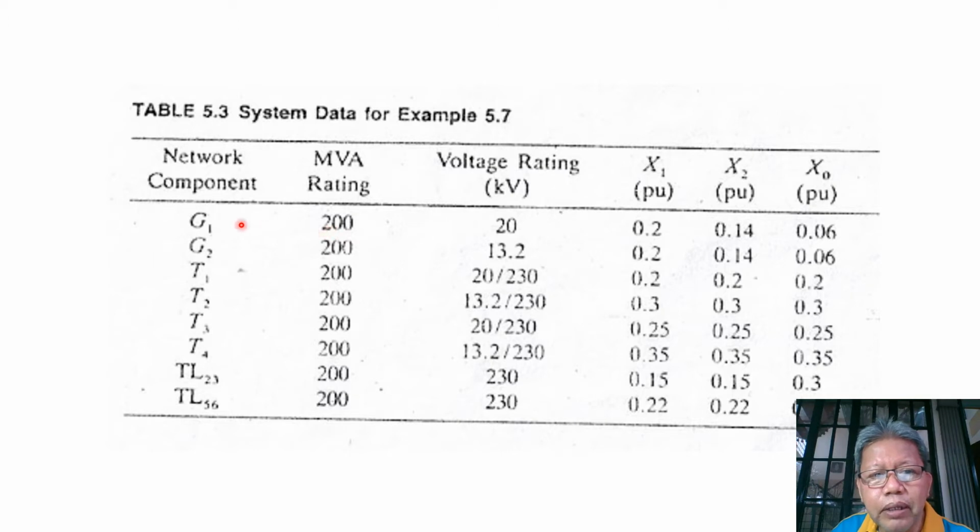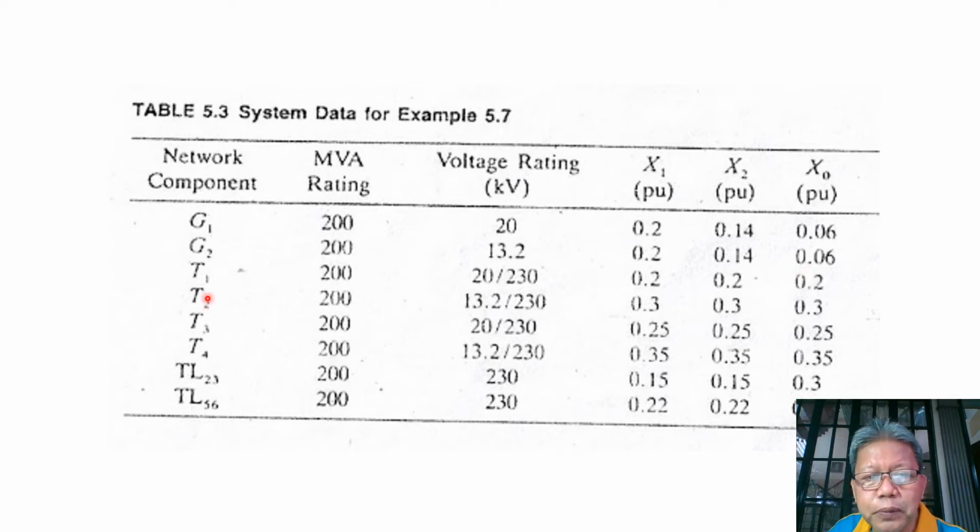Now, generator 1 has an MVA rating of 200 with a voltage rating of 20 kV, and its positive sequence reactance is 0.2, its negative sequence reactance is 0.14, and its zero sequence reactance is 0.06. And for G2, its MVA rating is 200 and voltage rating is 13.2 kV, with positive sequence reactance of 0.2, negative sequence reactance of 0.14, and zero sequence reactance of 0.06.